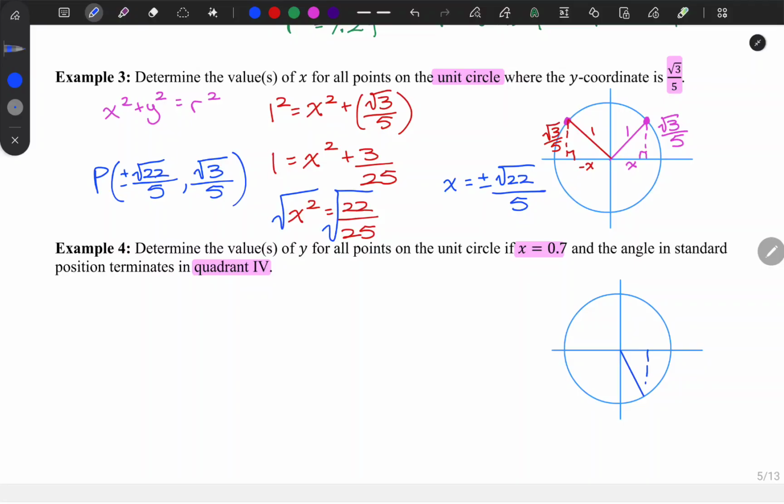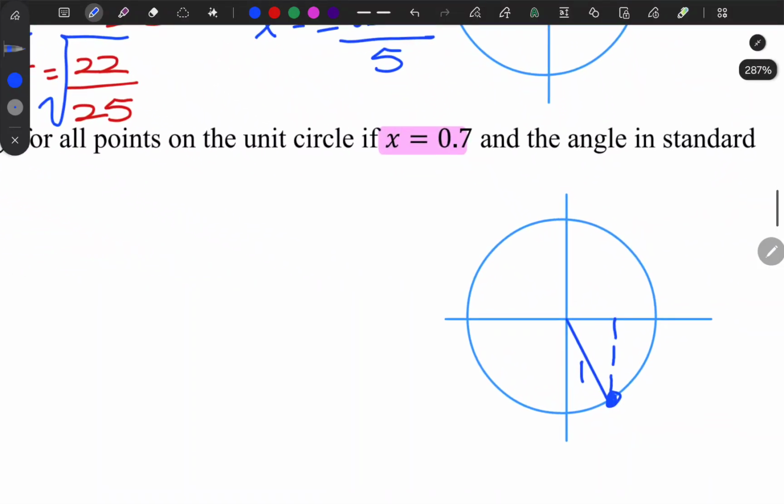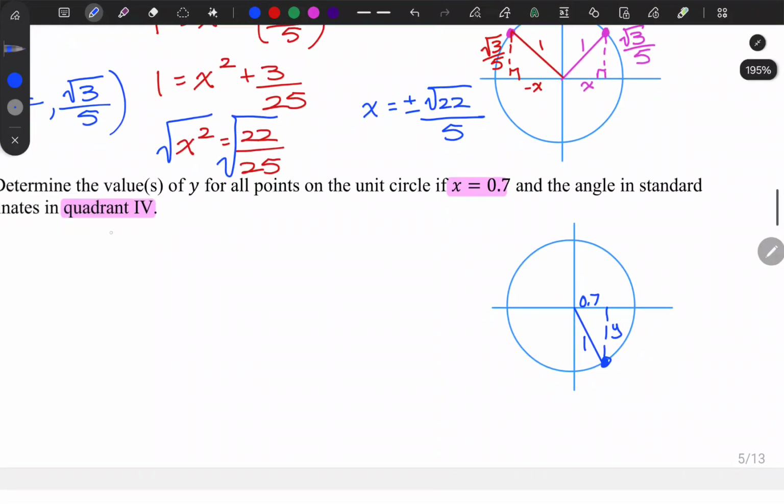So let's sketch in a point here. We know that our radius is 1 on the unit circle, our x value is positive 0.7, and we need to find our y value. Now in this case, knowing that we are in quadrant 4, what do we know about y? We know that y is negative. So when we solve for y, we need to take the negative value for y.